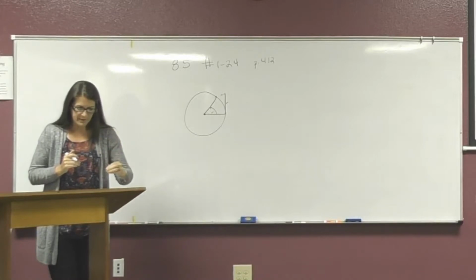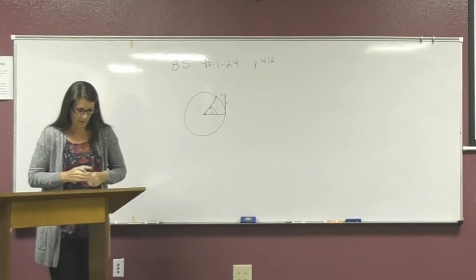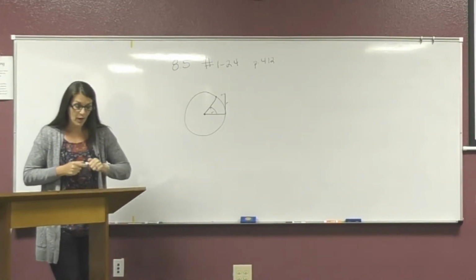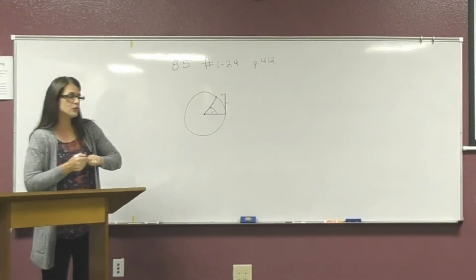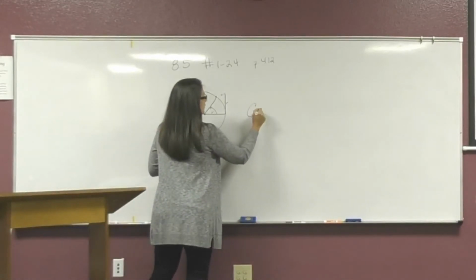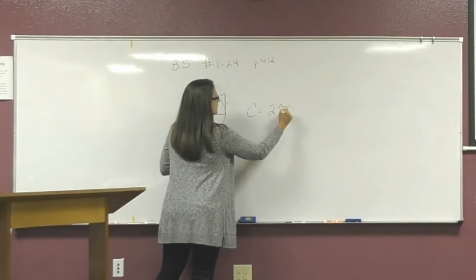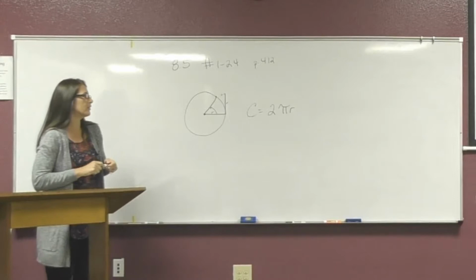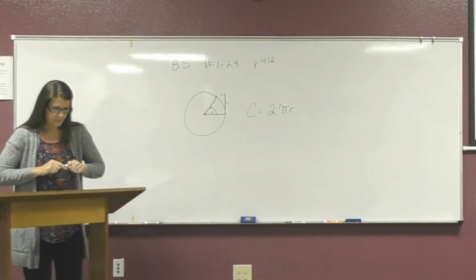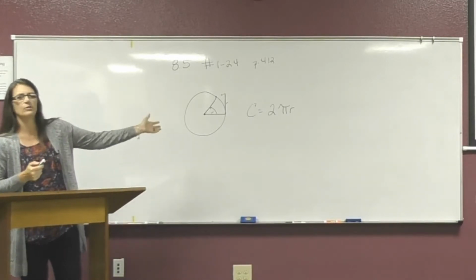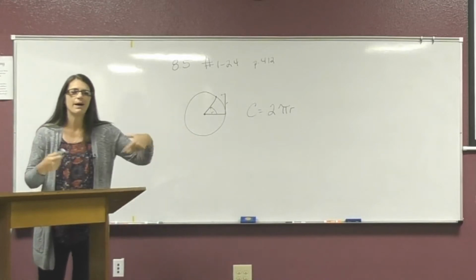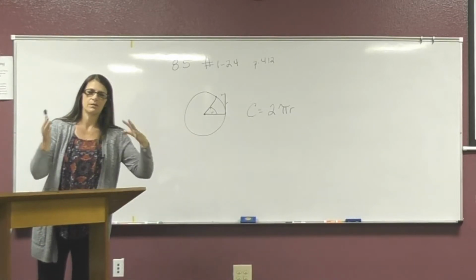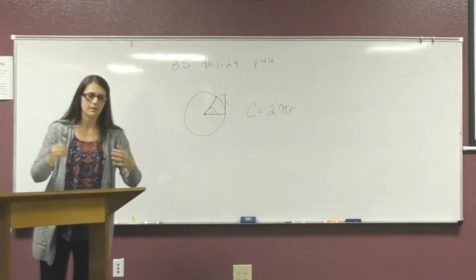So back to the text, back to the paragraph. Recall that the circumference of a circle is 2 pi r. Circumference equals 2 pi r. That's an old formula that you learned a long time ago. You could have also learned circumference equals pi d. Same thing, because 2 radii make a diameter.